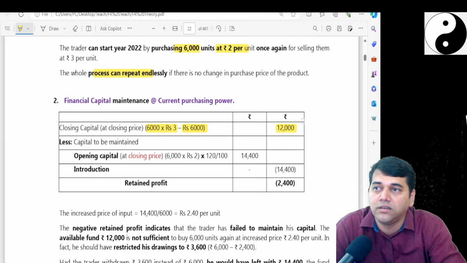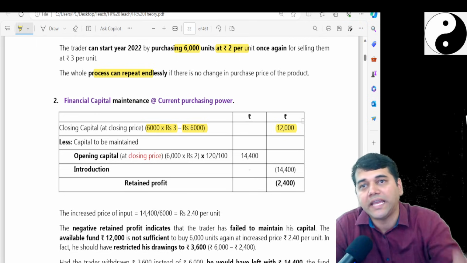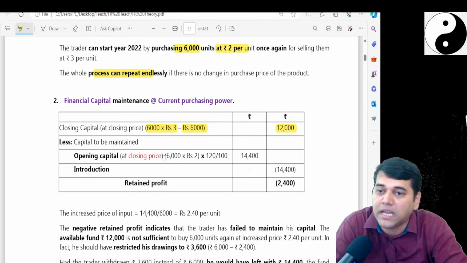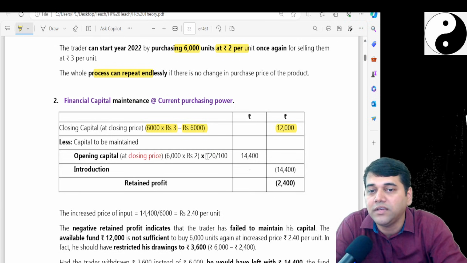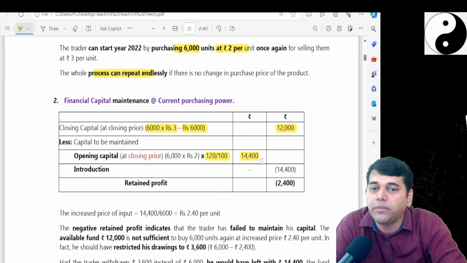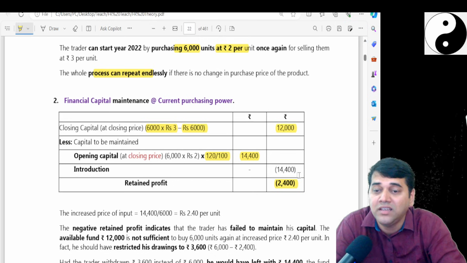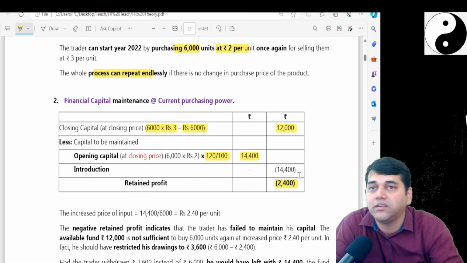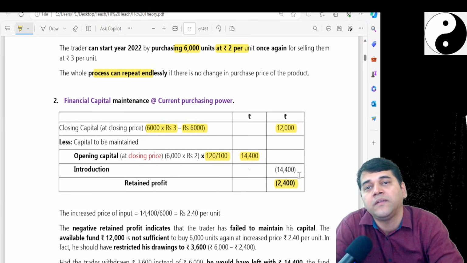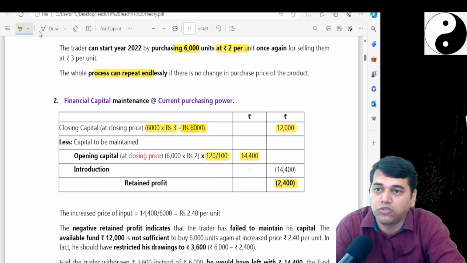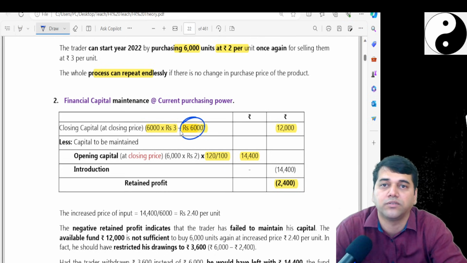But next year, will you be able to buy again 6,000 at 2 rupees? No. That's why you restate your closing capital at the inflation prices. So as if I had restated my opening capital, it would have become 14,400. So what I see is that 2,400 rupees is short. Actually, I should have kept inflation in mind before withdrawal. I should not have withdrawn 6,000 rupees.